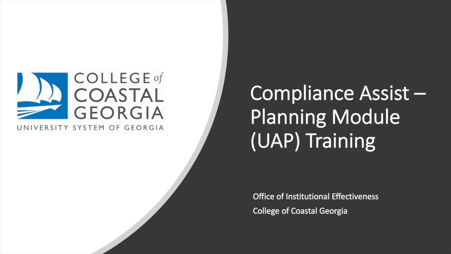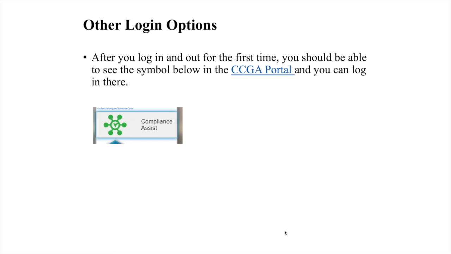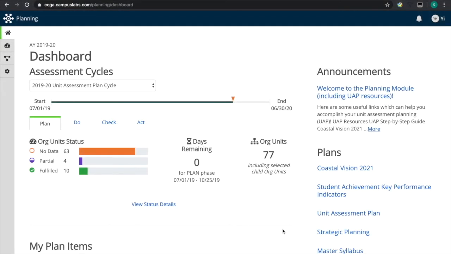Let's get started. You can access the CCGA Compliance Assist Planning website by directly typing its URL. Then you're going to use your CCGA credentials to log in. Also, you can access the website from the CCGA portal. If you've never logged in before, you should be able to see the symbol below on the applications list. This is the dashboard after you log into the planning website.